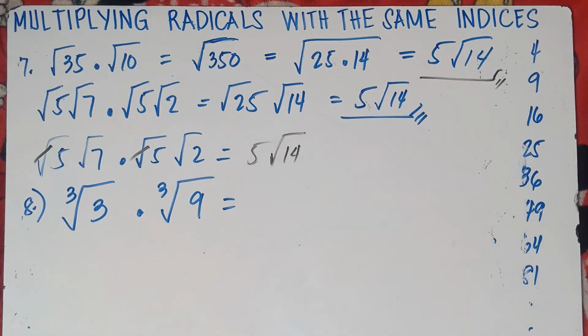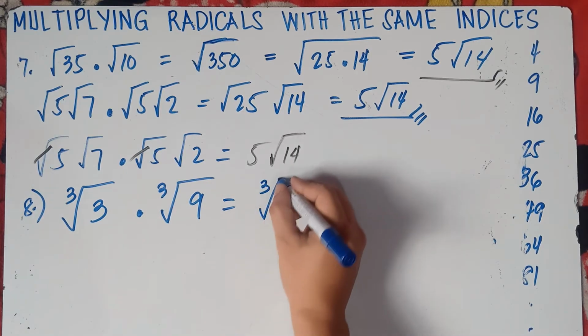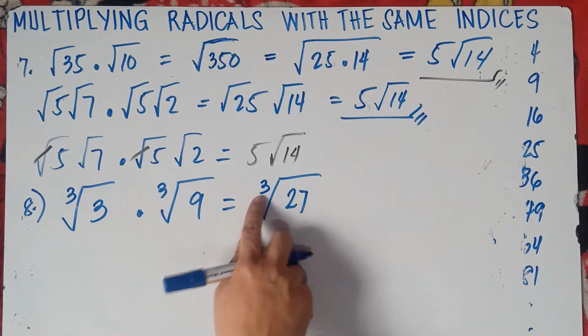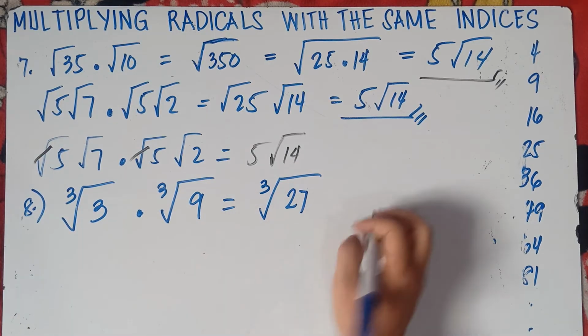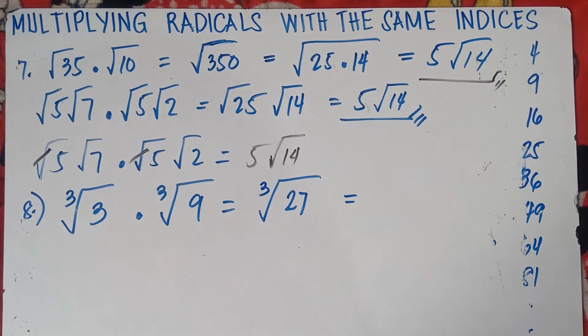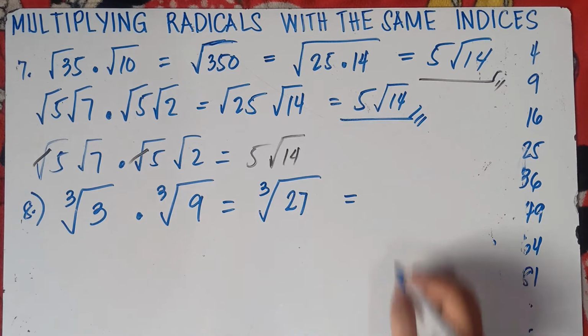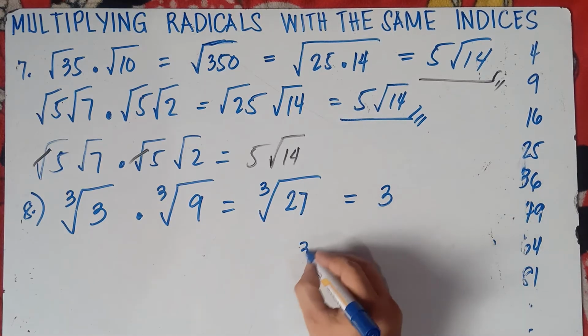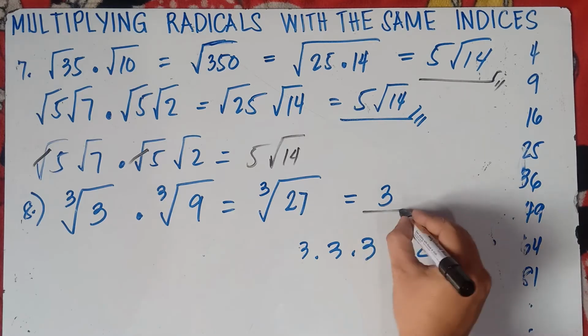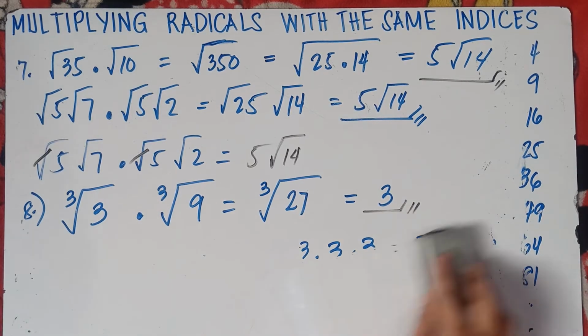Alright, number 8. The cube root of 3 multiplied by the cube root of 9. So once again, same index. So the cube root of 3 times 9, that is 27. So copy the index 3, then 3 times 9, that is 27. Do we have the cube root of 27? You find a number, class, that when you multiply it by itself 3 times, you will get 27. Do we have? Yep, the cube root of 27, that is 3. Because 3 times 3 times 3, that is 27. Alright, so this will be our answer for number 8, 3.